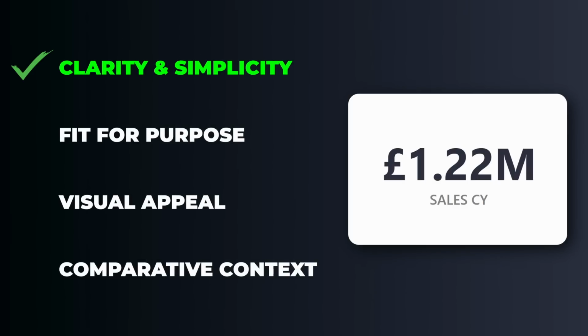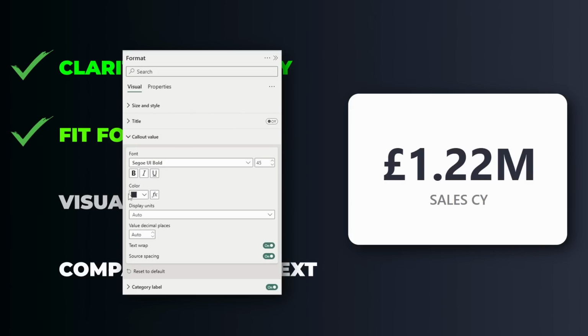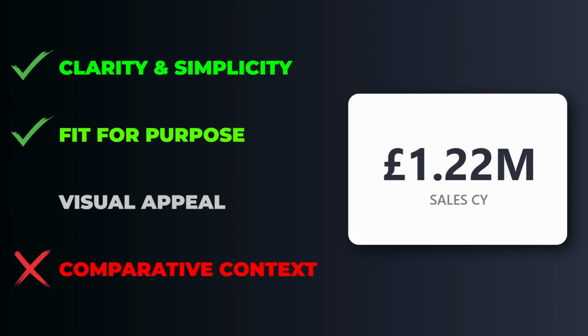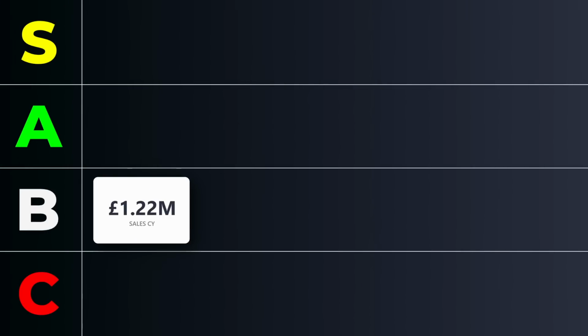Let's start with the classic card. It scores high on clarity and simplicity, and it's definitely fit for purpose. Visual appeal? I would say it only scores average, as you can't change the alignment, the label position, or even use a measure as a label. As for comparative context, it scores 0 points. For this reason, I will rank it only B in my list, and I only use it as a secondary KPI card, not as a main one.